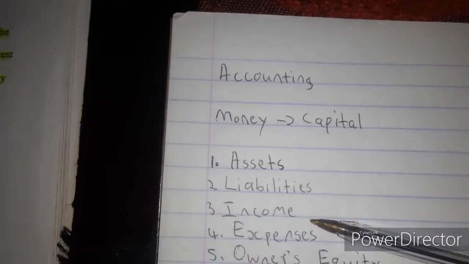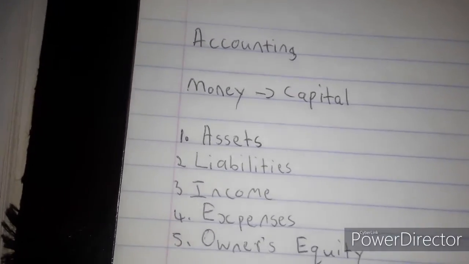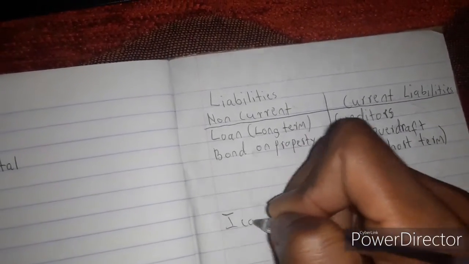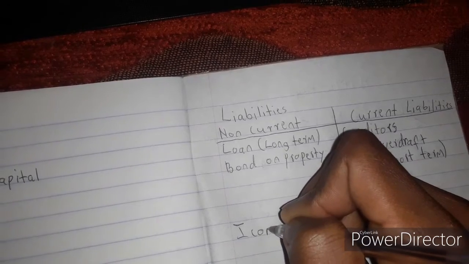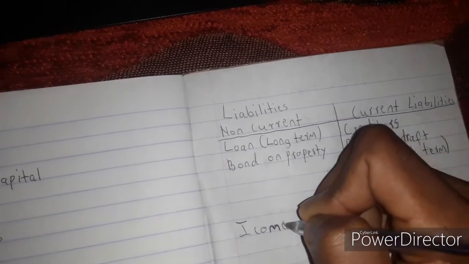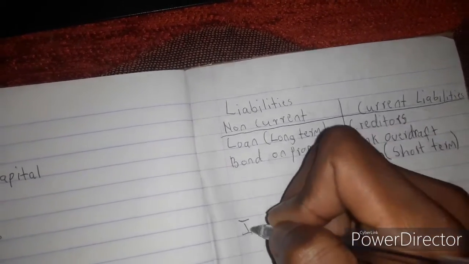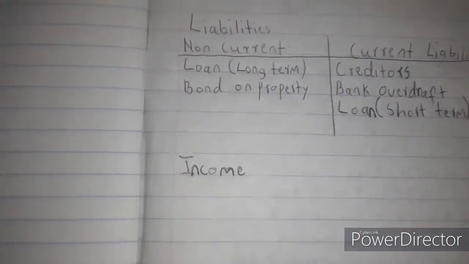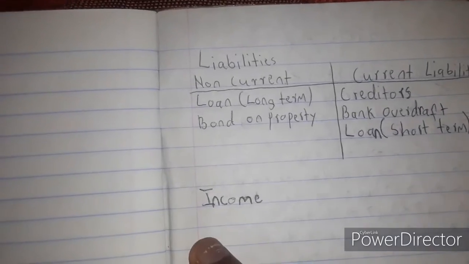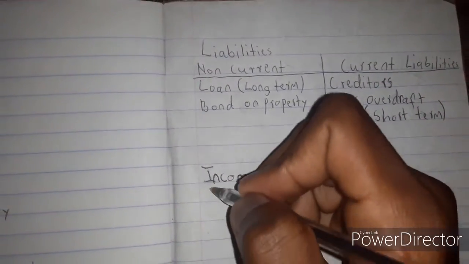Then let's go to group 3 or category number 3, which is the income. Income is the money that a business receives, or the amounts that the business receives.